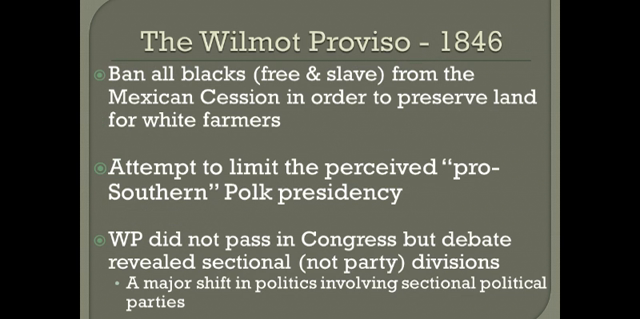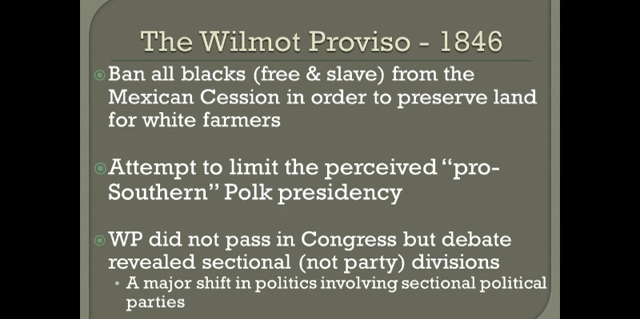So the Wilmot Proviso, this happened in 1846. This was right around the Mexican-American War time frame. The idea behind this was to ban all blacks, both free and slave, from the territory that would involve Mexican cession in order to preserve land for white farmers. So inherently racist. It attempted to limit the perceived pro-Southern Polk presidency. So this was the force behind David Wilmot's suggestion. This did not pass Congress, but the debate did reveal sectional, not party, divisions.